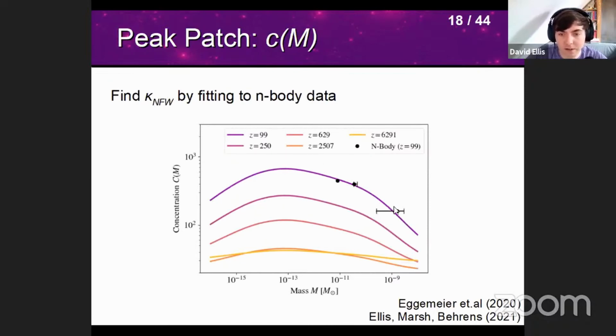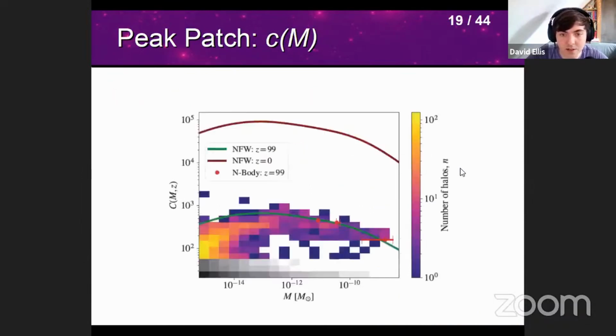Now we can calculate from this the proportionality constant, and we can then give the exact same value to Peak Patch and have a look at that distribution. So now that looks something like this. We see that we have roughly the same shape of our concentration-mass relation. Again, we have these N-body results plotted here as well. So we have some mass at which the concentration is at a maximum, and it goes down from there on each side.